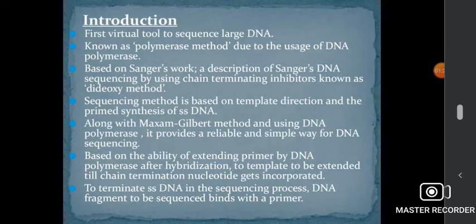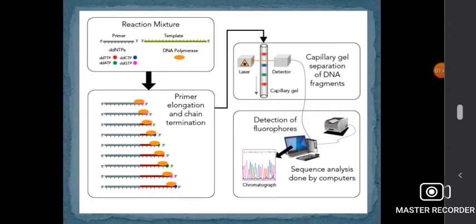It is based on the ability of DNA polymerase to extend a primer after hybridization to the template, until a chain terminating nucleotide gets incorporated. To begin the sequencing process, the single-stranded DNA fragment to be sequenced binds with the primer. So this is the overall reaction.